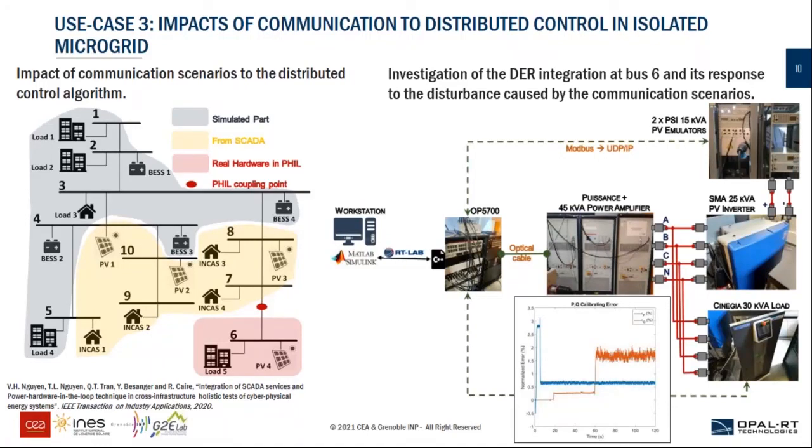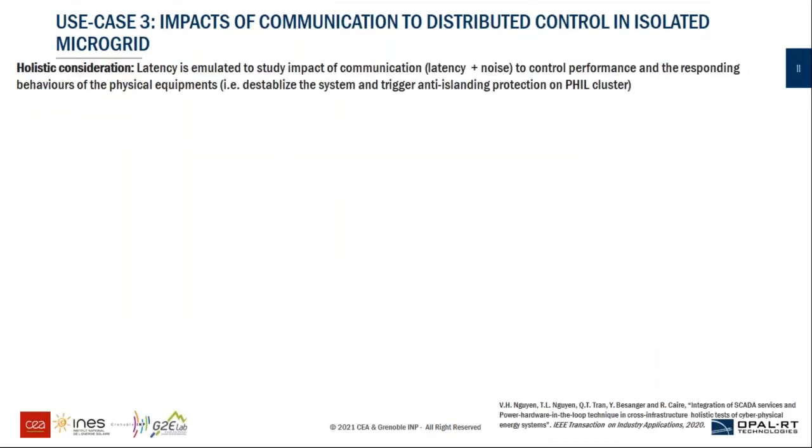As you can see here, the P and Q of the load are calibrated to about 5% of error around the production of the PV inverter. So with this setup, we can observe a holistic consideration of the microgrid and how the latency can influence the control performance and the behavior of the physical equipment.